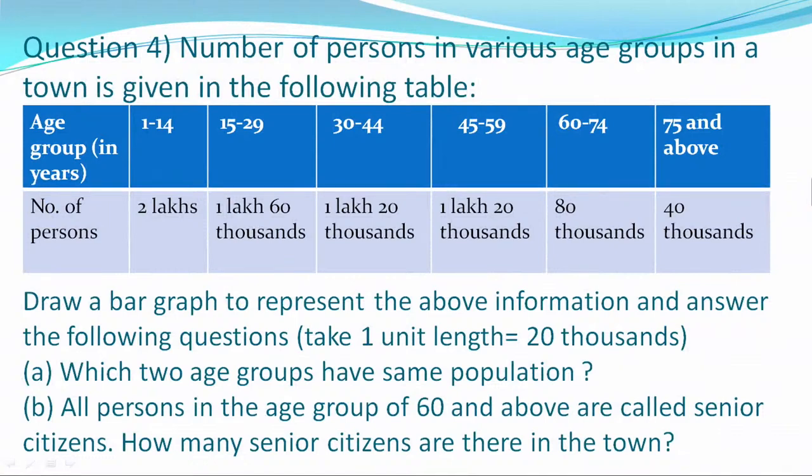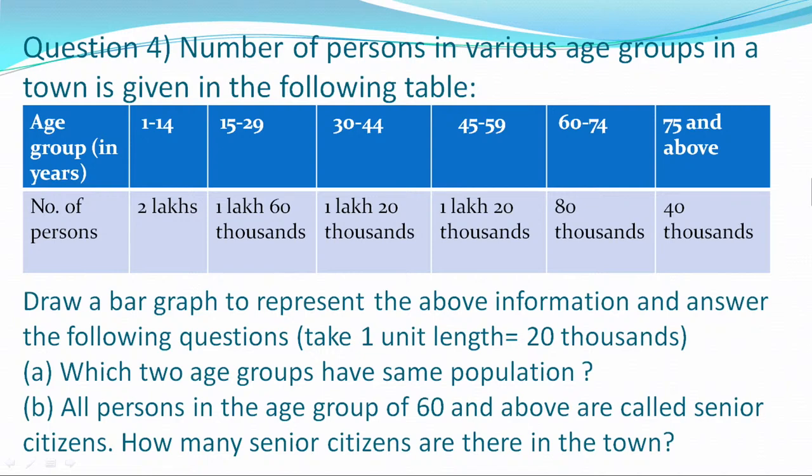Now, we have the next question. The number of persons in various age groups in a town is given in the following table. This is also very interesting, students. You see what is given here: age group in years. Can you see 1 to 14 years? That means all the children of that particular town, how many are they? They are 2 lakhs. We have a big number here. 15 to 29 years of age are put in a different group. 1,60,000 persons are there in this age group. In age group 30 to 44, 1,20,000 persons are there. From 45 to 59, we have 1,20,000 persons. In 60 to 74, 80,000 persons are there in that town, and 75 and above years of age, we have 40,000 persons. We are expected to draw a bar graph to represent the above information and answer the following questions.